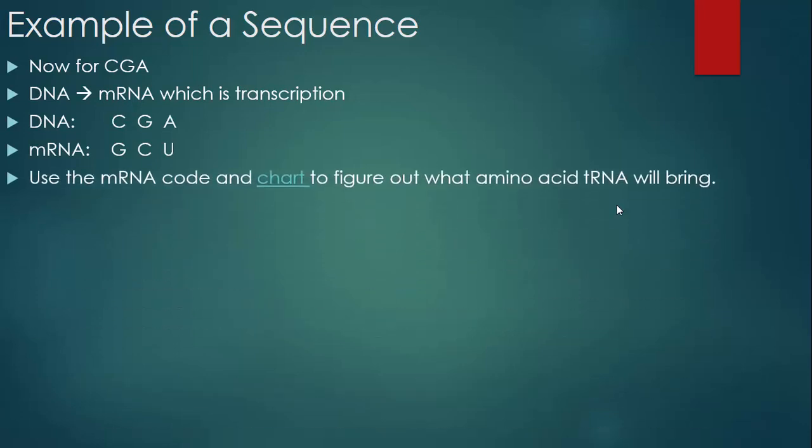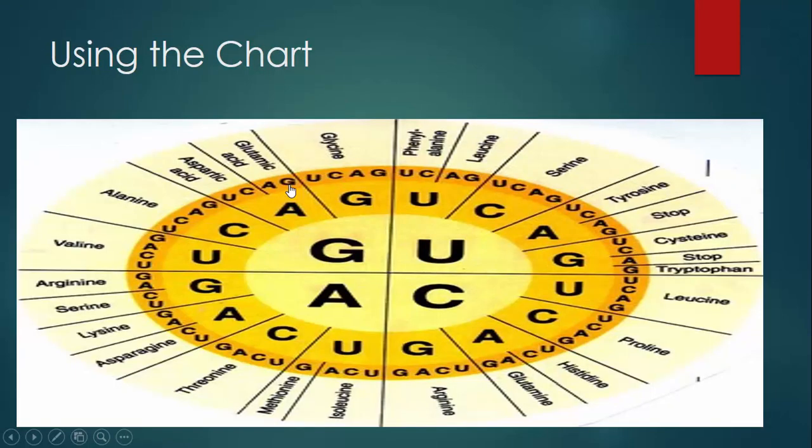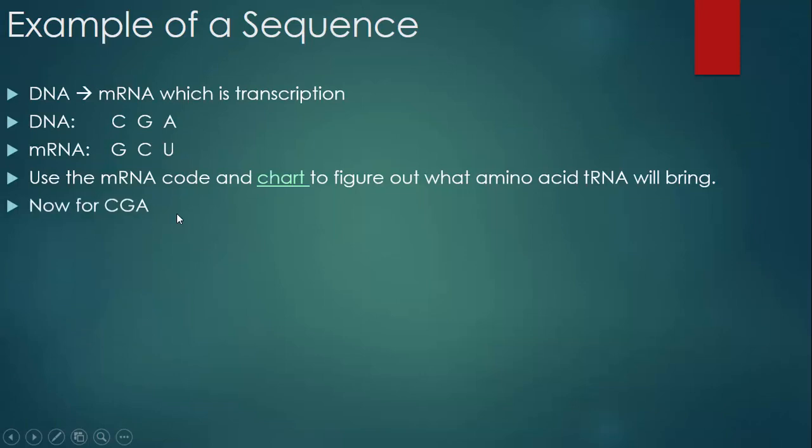We can then figure out what the tRNA will bring. So we can go back to the chart real quick. We have GCU. So we start here, G. Look for the next letter. Here's my C. It doesn't really matter what the last letter is, but U. And I have alanine.